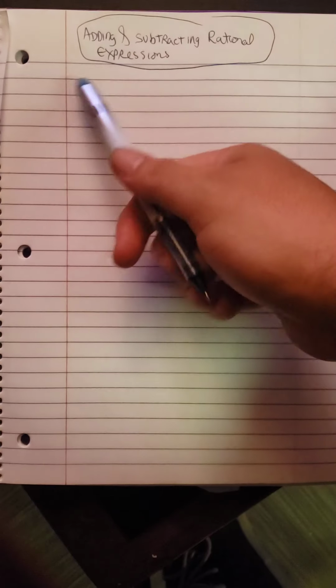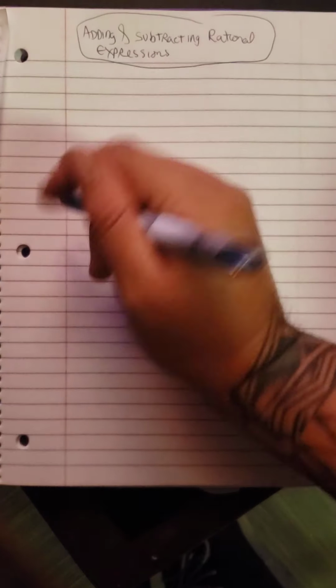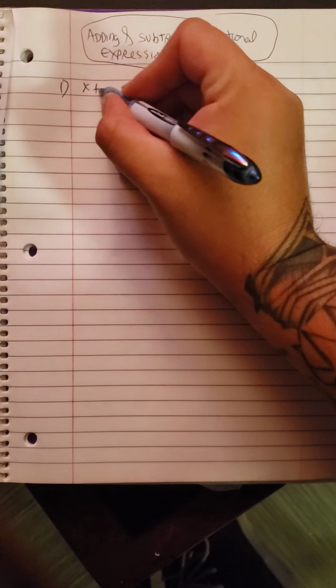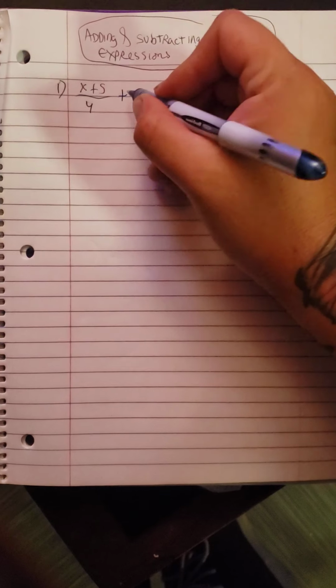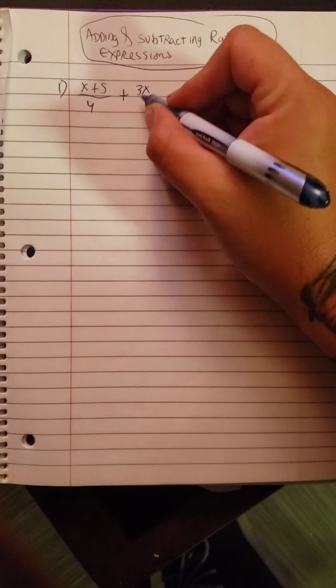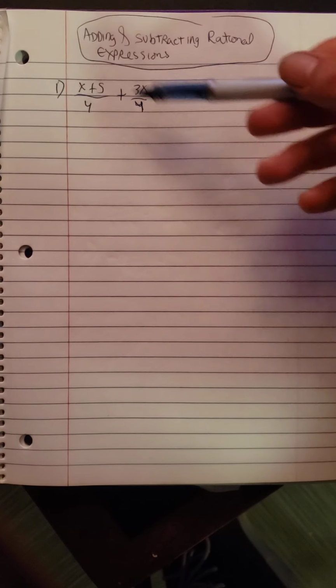Hello guys, today our video is going to be on adding and subtracting rational expressions. So let's go with example number 1. We have x plus 5 over 4 plus 3x over 4.